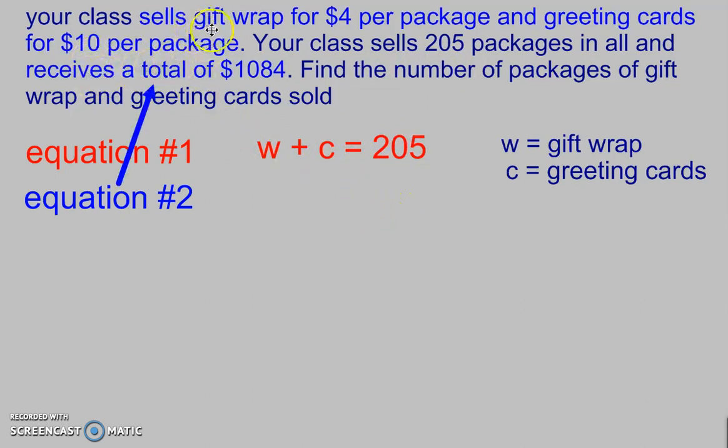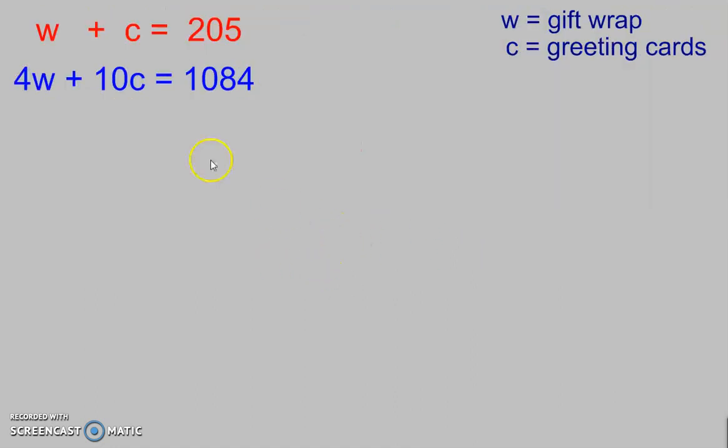Next, we know that we sell gift wrap for $4 and greeting cards for $10, and together that gets me 1,084. So 4 times the gift wrap, 10 times the greeting cards gets me 1,084. Now I have 2 equations that I can solve. When I set these up, notice W is easily multiplied to get me 4W. Go ahead, try to solve this. Pause the video now and solve this system of equations.